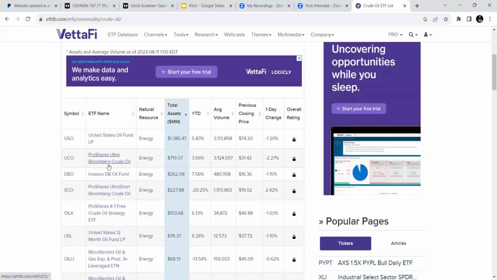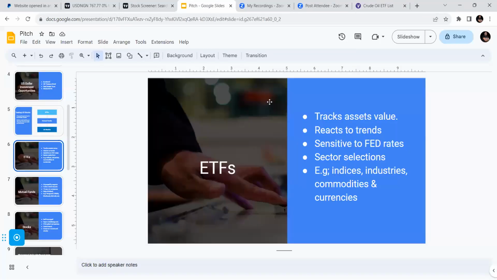So I want to buy oil. Must I buy a barrel of oil? No, I can gain exposure by buying into some of these ETFs right here. So I'm actually exposed to energy. Even renewable energy like solar, there are also ETFs. So I'm just explaining the vast opportunities in the market.